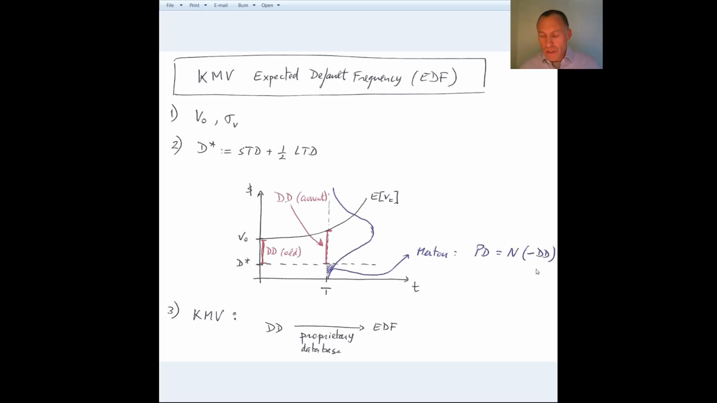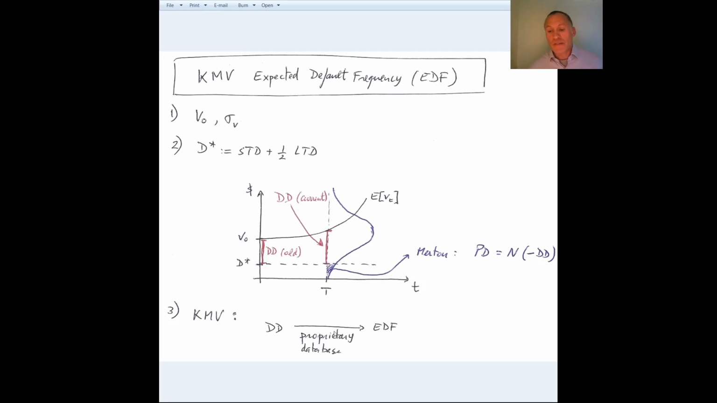What people observe is that in reality, the number that you get from this normal distribution does not fit reality. It's too low. So instead of using this number, what KMV does is to map this distance to default to a probability of default which is not exactly this tail here. It's some other empirical number, which they call EDF, expected default frequency.